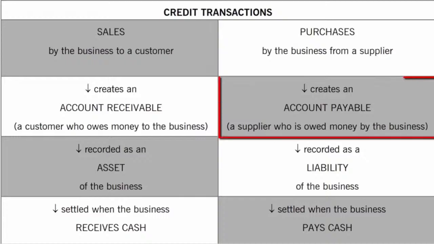2. What does this create? This creates an accounts payable. An accounts payable is the money the business owes to the supplier. It's essentially a promise to pay the supplier at a later date.